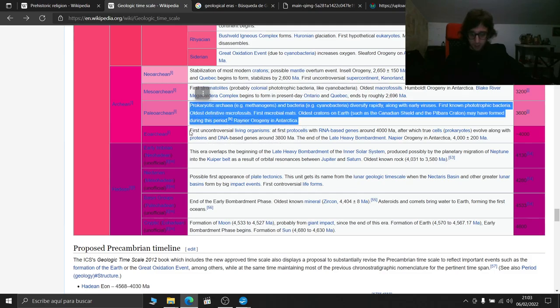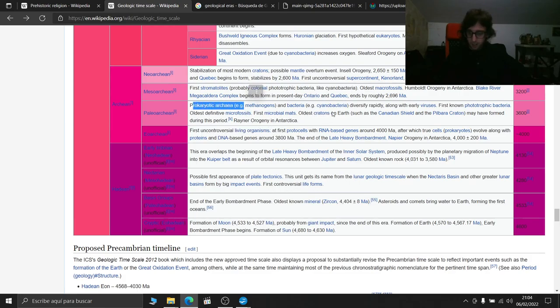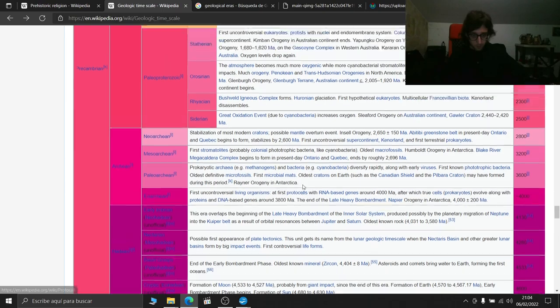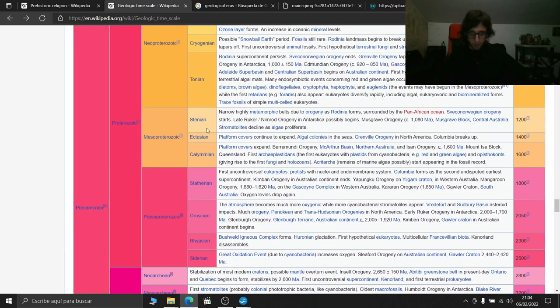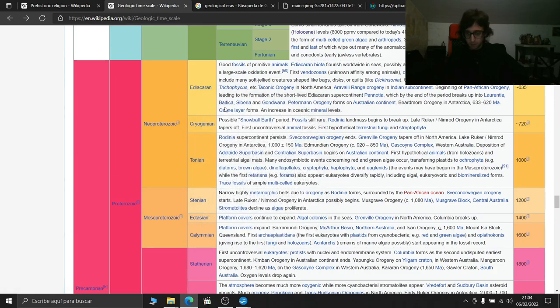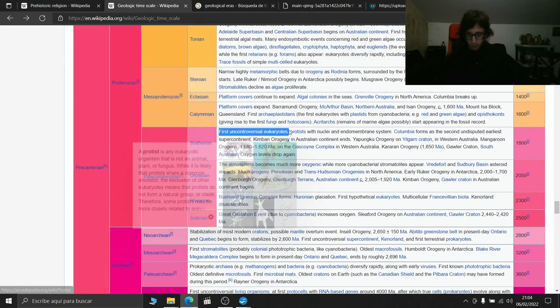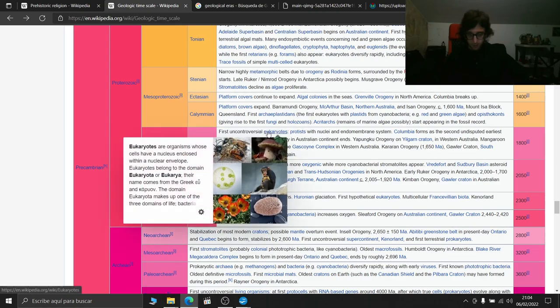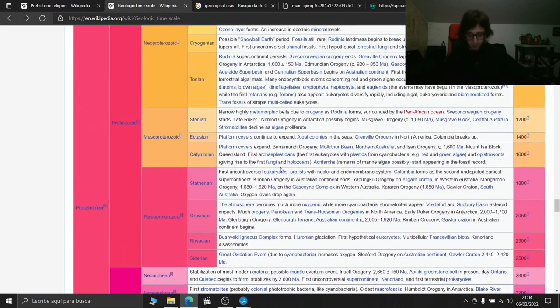There is a little bit of first uncontroversial living organisms, prokaryote archaea and bacteria. Prokaryotic organisms are very simple organisms, like it says here, bacteria, viruses, but nothing complex. And in the Proterozoic is where it starts to be some complex life, but still microscopic. Something interesting here: first uncontroversial eukaryotes. As you can see here, eukaryotes are the more complex cells.